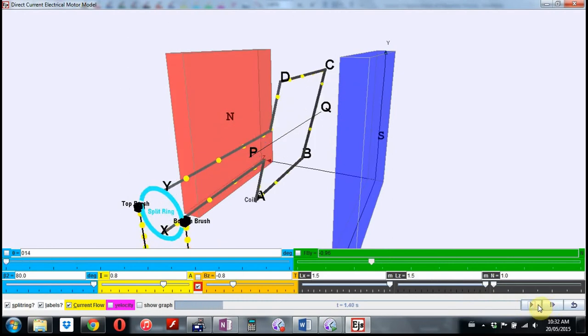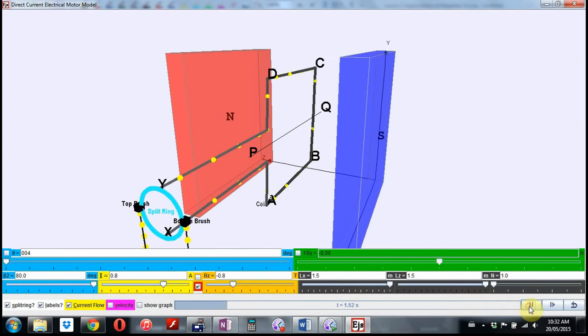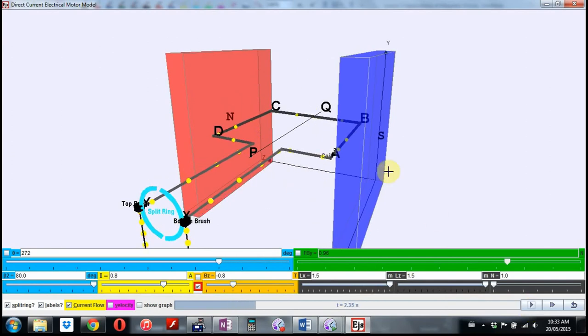Okay, right now, in just a second, there's going to be no current flowing, but it's got enough momentum to continue its spin, and you're going to see all of a sudden the current, which was going up the page at AB, which was going away from us, is going to flip. Now at AB, it's coming back towards us. This is how an electric motor works, a simple electric motor.